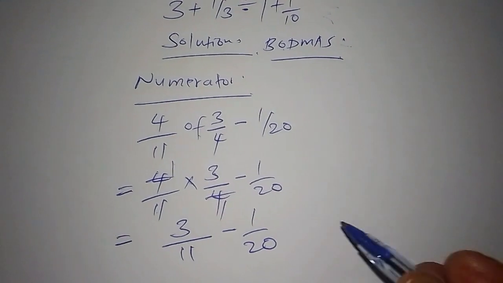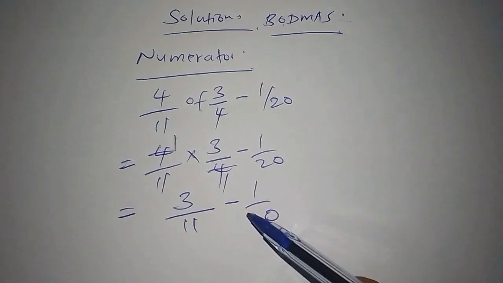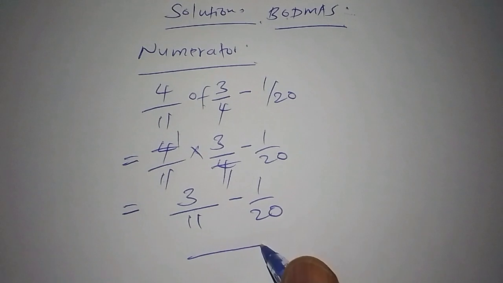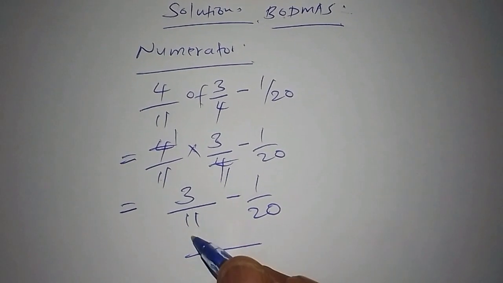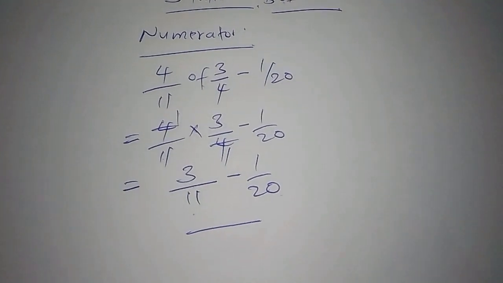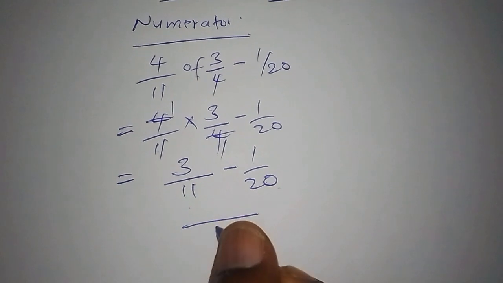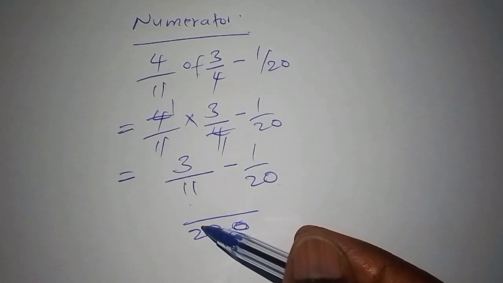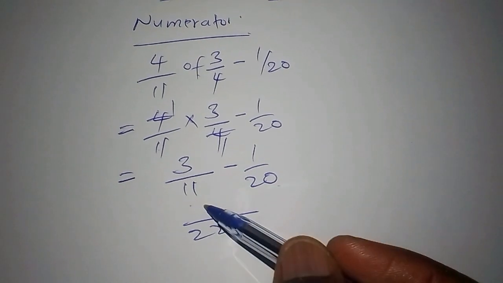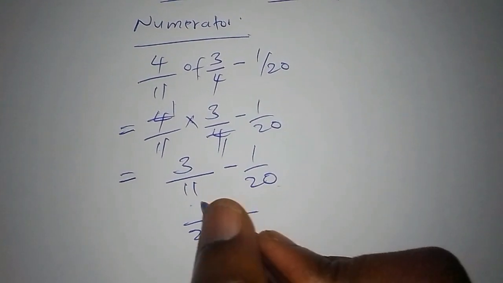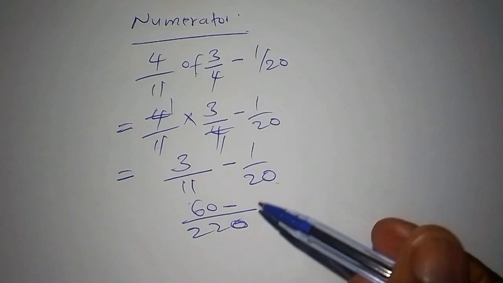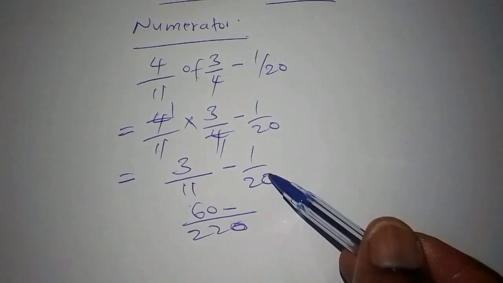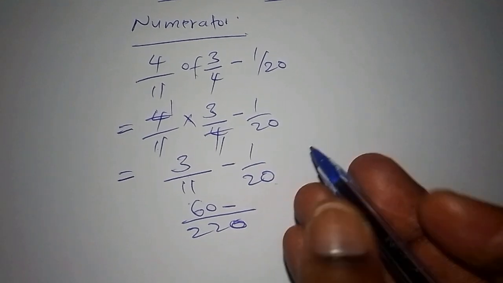Now we have the subtraction part of it. So we need to subtract. For us to subtract, we have to work out the LCM of 11 and 20, and the LCM, maybe on your side, you've got it as 220. So 11 goes into 220 how many times? 20 times, and 20 times 3 is 60. Subtract from that: 20 goes into 220 how many times? 11 times, and 11 times 1 is 11.